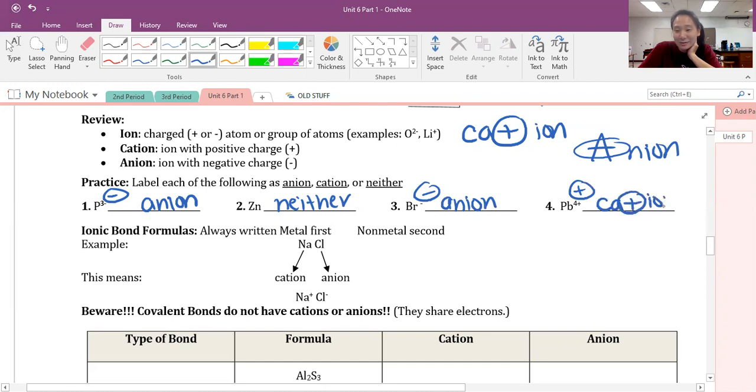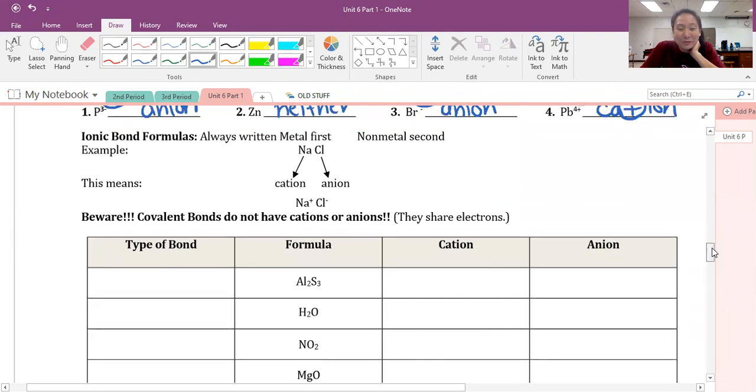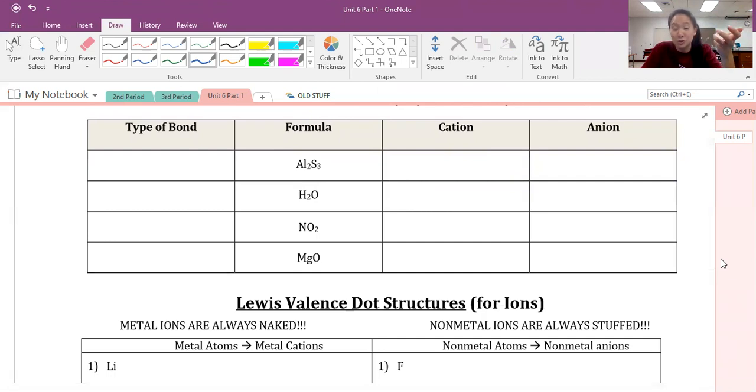I usually write it like this to remind you: it's a cation, not a cation or an anion. You want to hear that word ion in the word. In order for us to think about ionic bond formulas, we have to think about whether something has a cation or an anion, because ionic bonds always have a cation and an anion. So when you're given a formula, you have to determine what kind of bond it is and then determine if it has a cation or anion.